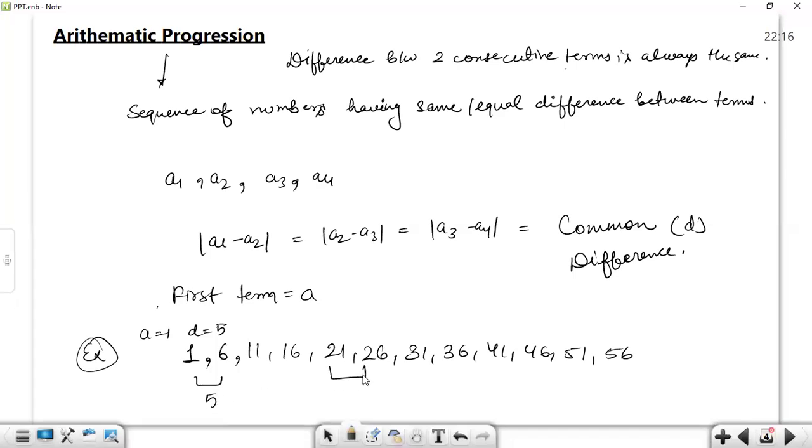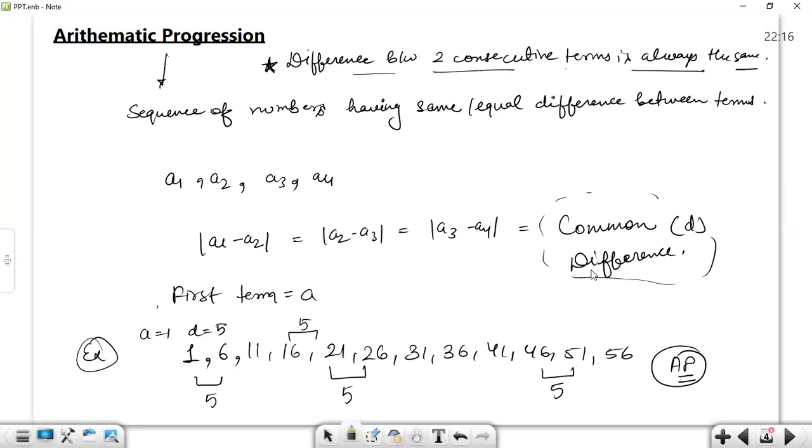What is the difference between these two terms? 5, sir. Yes. So everywhere, wherever we see any two consecutive terms, there is a difference of 5. That is why it is an arithmetic progression. So the one property which makes a progression an arithmetic progression is that the difference between two consecutive terms is always the same, which is known as the common difference.